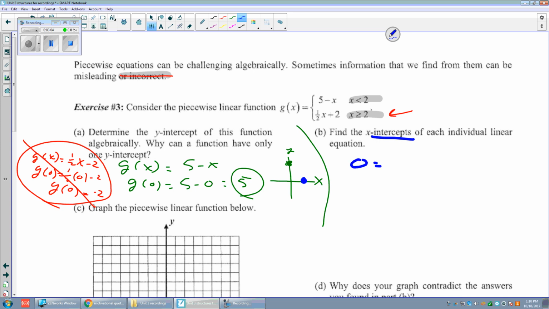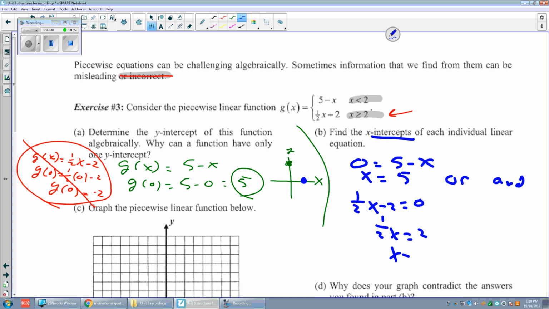So 0 equals 5 minus x. Add x to both sides. x equals 5. Or, and we can have an and, because there might be 2 of them, 1/2 x minus 2 equals 0. Add 2 to both sides. 1/2 x equals 2. Multiply by 2. x equals 4.